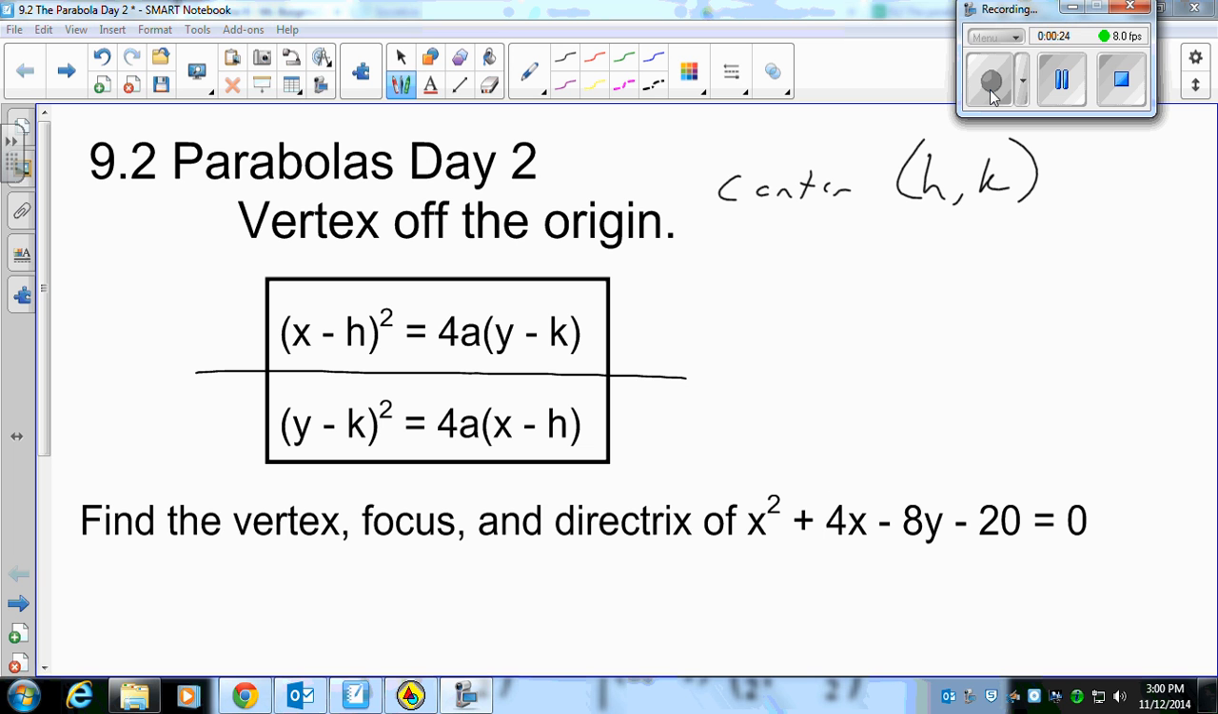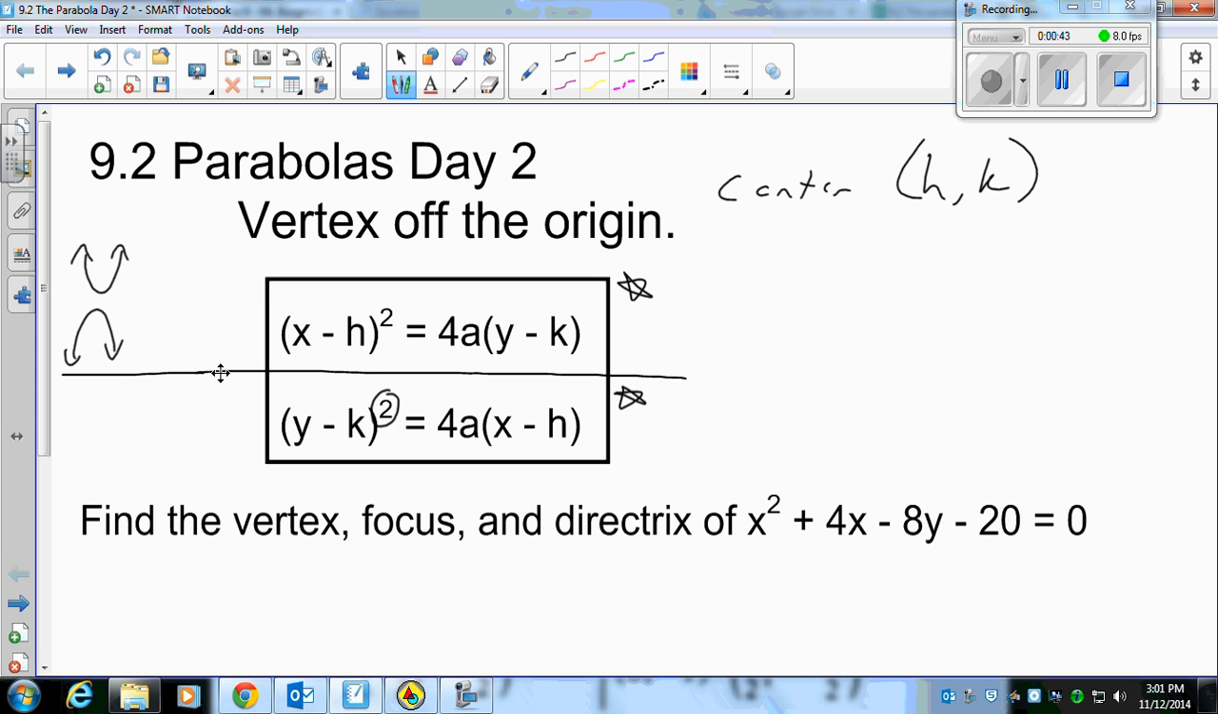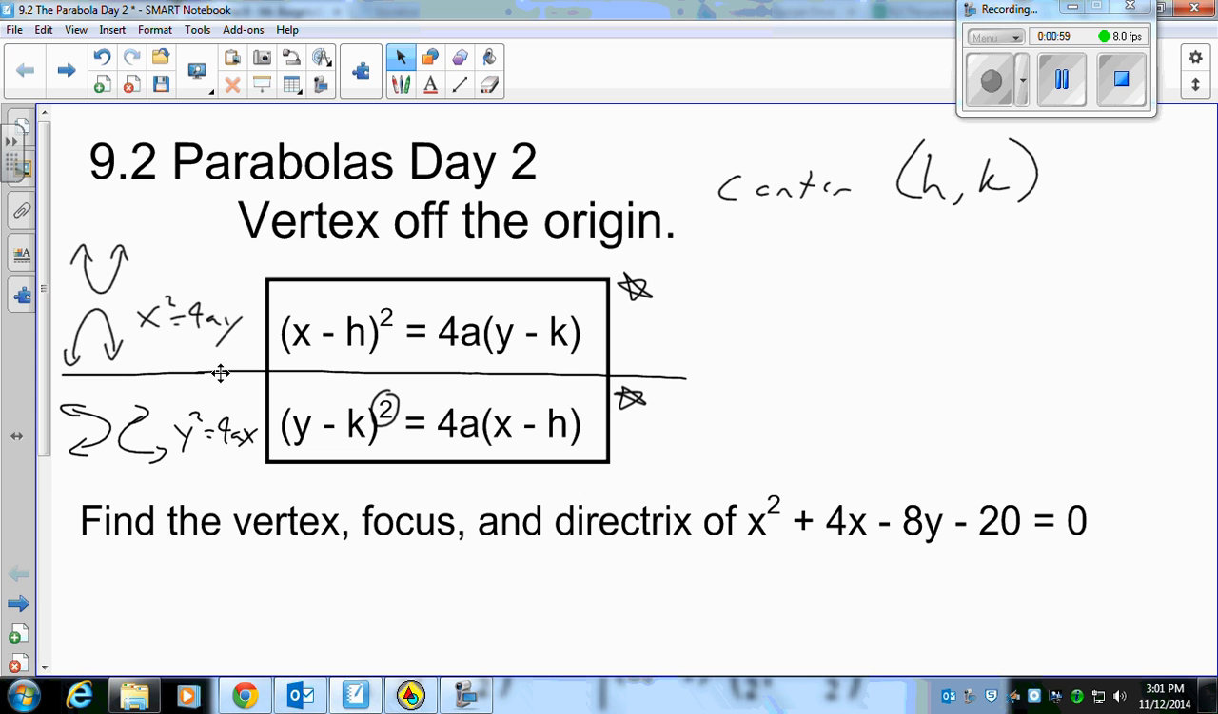So one thing hopefully you got from the previous lectures: you always have to first decide which equation you're going to be using. Are you dealing with x squared or y squared? X squared terms are concave up or concave down. Our previous equation was x squared equals 4ay. If it's concave left or concave right, we knew it was y squared equals 4ax.